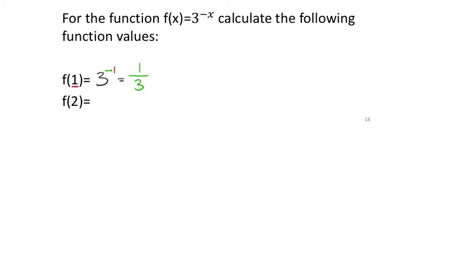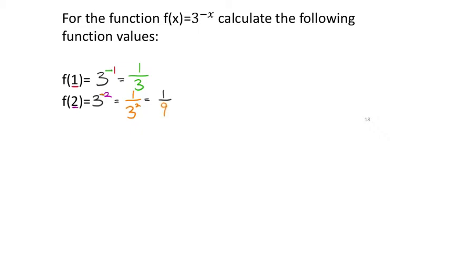What about f of 2? So again, this x value is 2, so that's 3 to the power of, so you've got the negative, but now it's a negative 2, because we replaced the x. However you look at this, you could take it step by step. The negative is going to reciprocate that, so now it's 1 over 3 to the power of 2. But the calculator would have given you this final answer directly. It's 1 over 9.